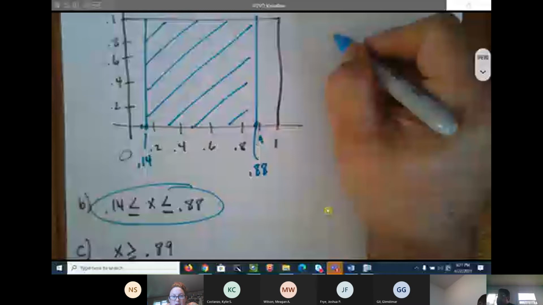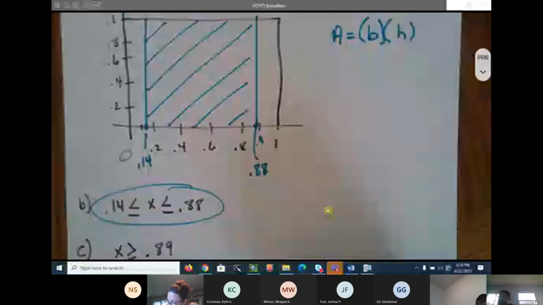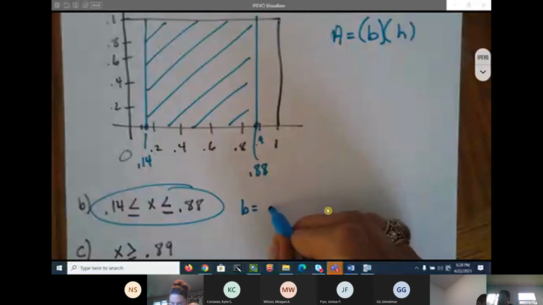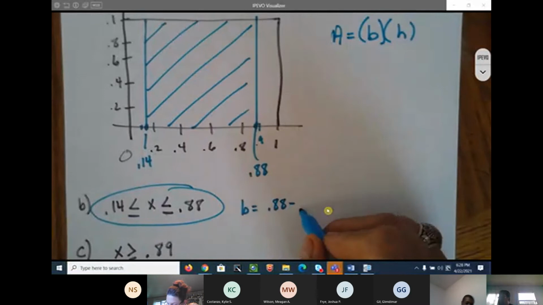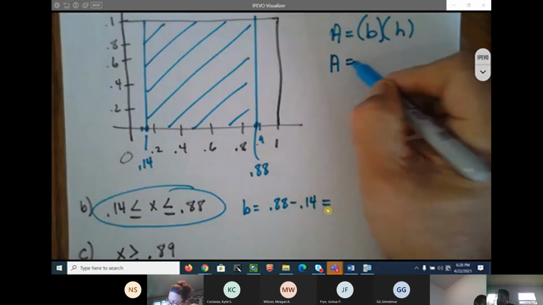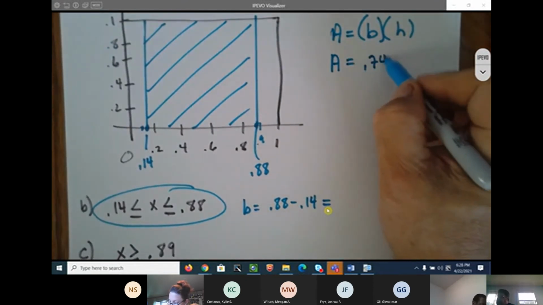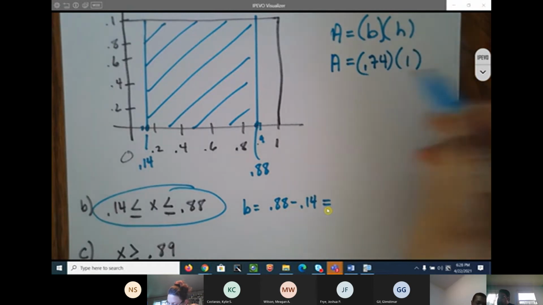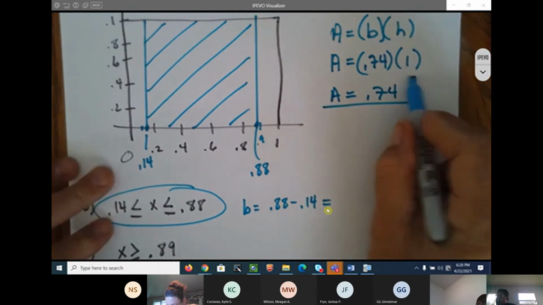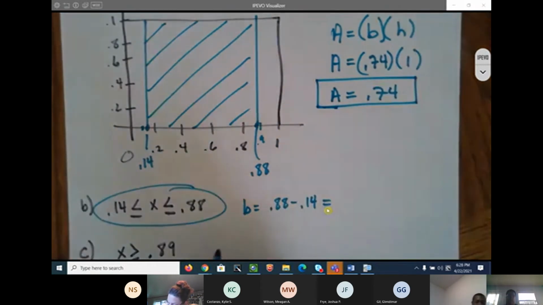So area of a rectangle is based on base times height. So base is going to be 0.88 minus 0.14. So I'm going to go down here and figure my base. B, base is equal to 0.88 minus 0.14, which is equal to 0.74. Somebody help me out. Yes, sir. And the height is 1. So the area in the blue is 0.74. Okay.